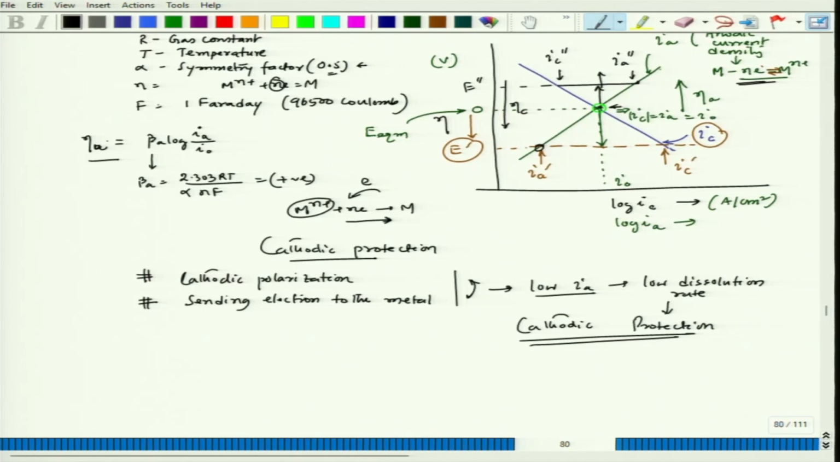Next class we will talk about the actual corrosion process. This was a single redox process, but there we will take two different species, two different redox reactions, and that will be interesting. At that time we have to see whether cathodic polarization can lead to a decrease in anodic current density, and subsequently we can have corrosion protection.